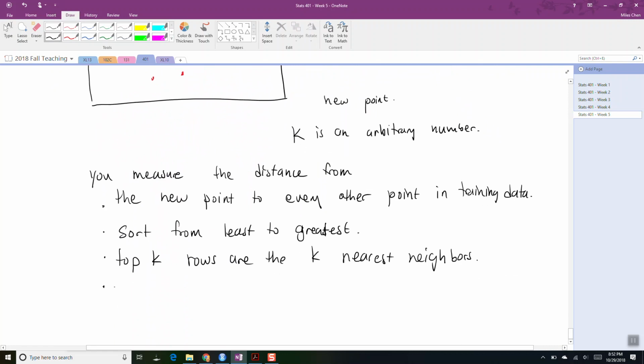And then basically each of the K nearest neighbors, K and N, gets a vote for their class. And then majority wins.